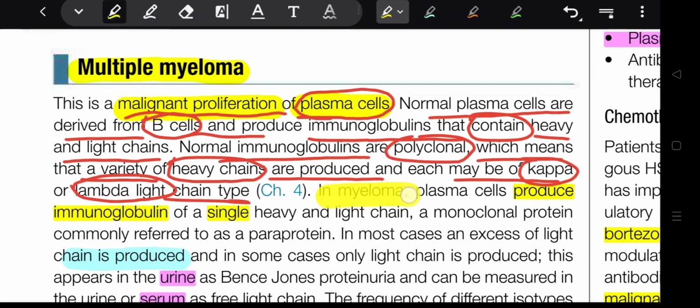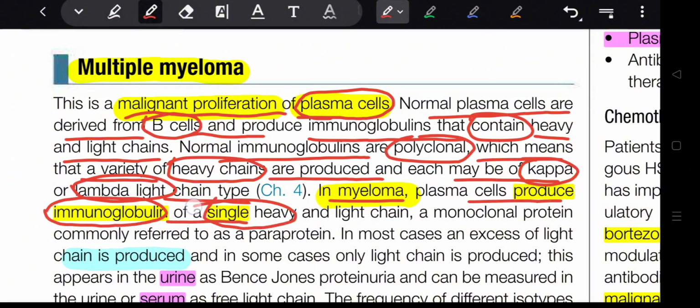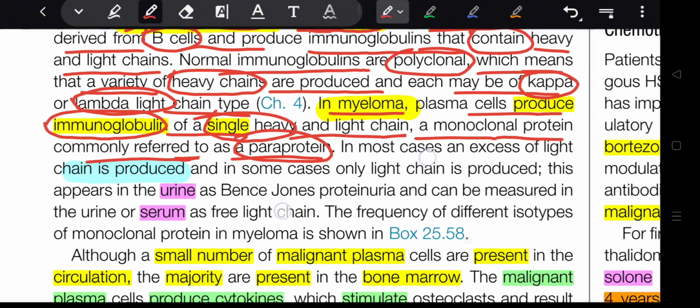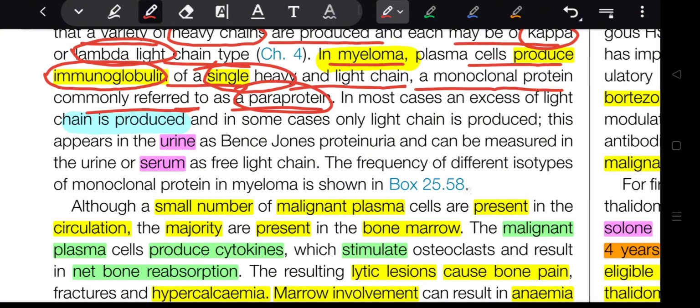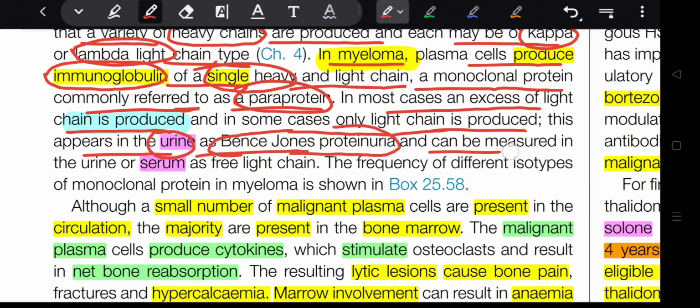In multiple myeloma, plasma cells produce immunoglobulin of a single heavy and light chain, a monoclonal protein commonly referred to as paraprotein. In most cases, excess of light chain is produced. In some cases, only light chain is produced. This appears in urine as Bence-Jones proteinuria and can be measured in serum or urine as free light chain. The frequency of different isotypes of monoclonal protein in myeloma is shown in box 25.58.